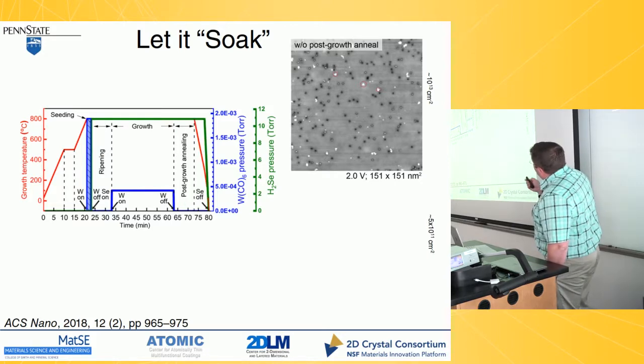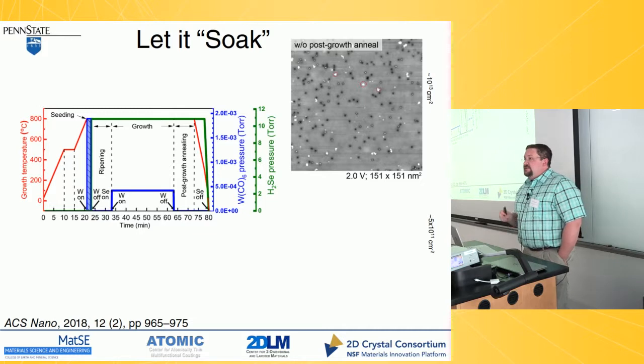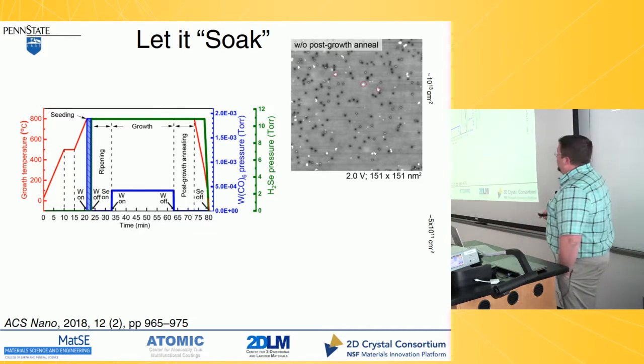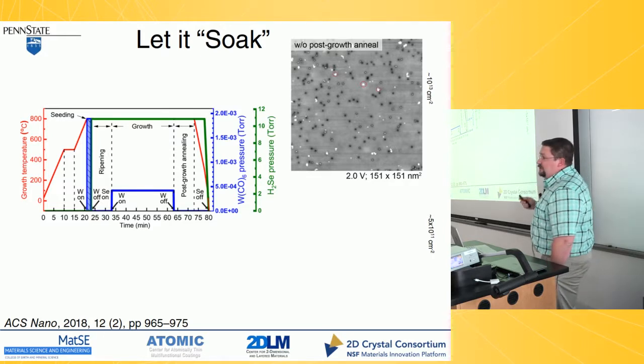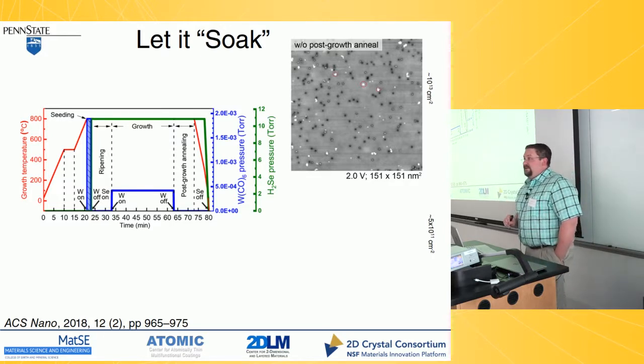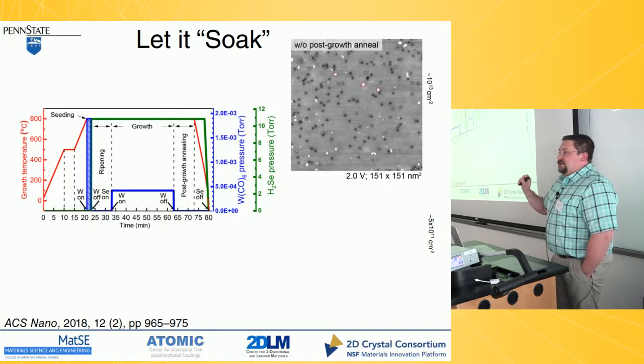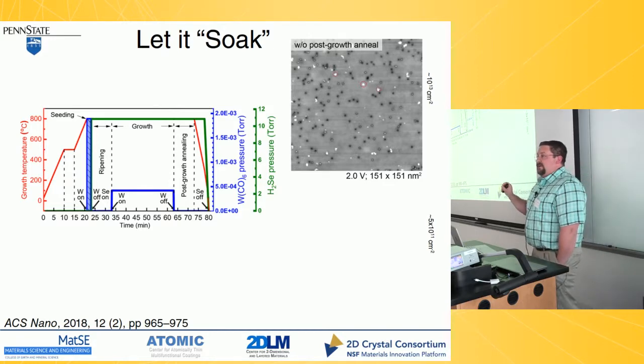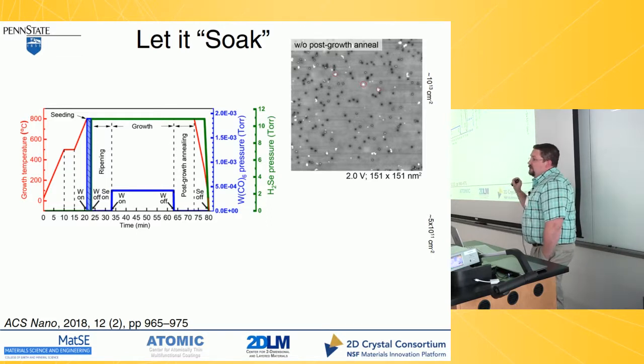You've got bright and dark spots, a very high density of defects in the system. However, if we let it soak, which I'm calling a post-growth anneal in this particular case, you just let it sit in the chalcogen after you turn the metal off. Now this can't be just any chalcogen, because precursors matter, right? If you use large ligand precursors, you can end up depositing a lot of carbon on it. So in our particular case, we're using hydrogen selenide.